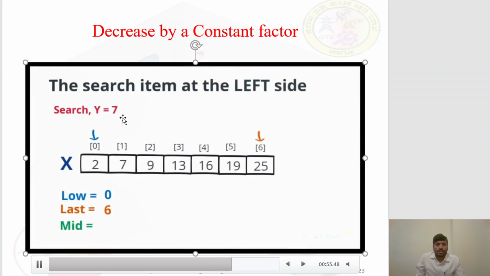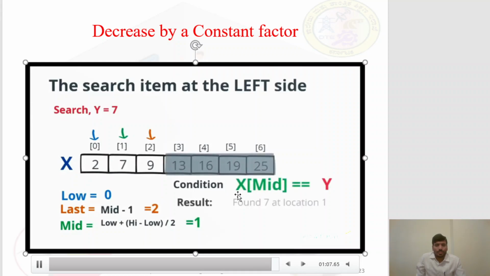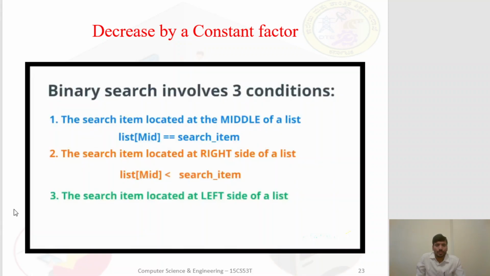Now we want to search for 7, again divide it by the formula. Now the mid is 3 and as the key is less than the mid value, searching takes place towards the left side. So 7 is found at location 1. Okay students, so this problem was already discussed in the last session.